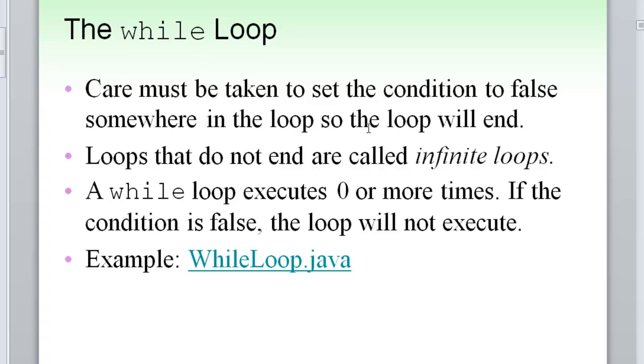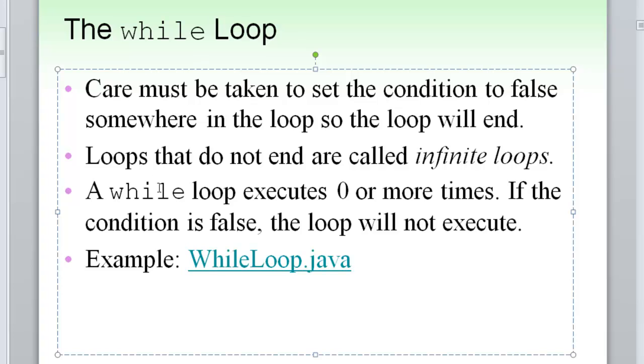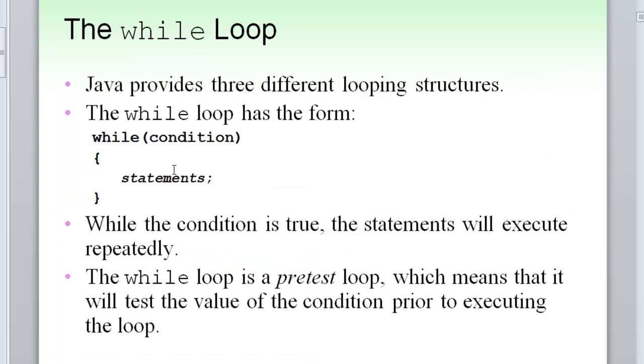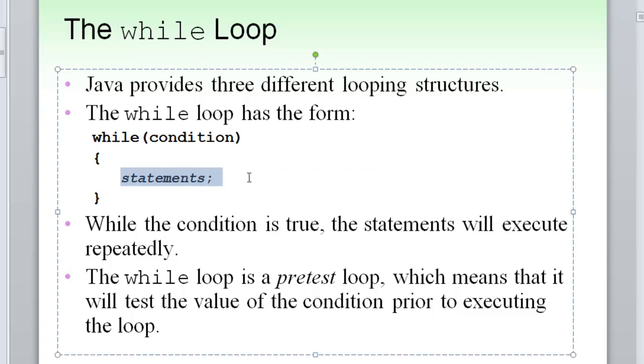It can cause programs to crash because it'll keep looping and they'll hang. The program will hang, and eventually you or the operating system will kill the program and force it out of memory because it realizes it's stuck, it's frozen. A while loop will execute 0 or more times. If the condition is false, the loop will not execute at all. What this means is if the condition is false going into the loop, so let's say you say while 11 is less than 10, that's never true. So that means that the statements will never be executed in the while loop.